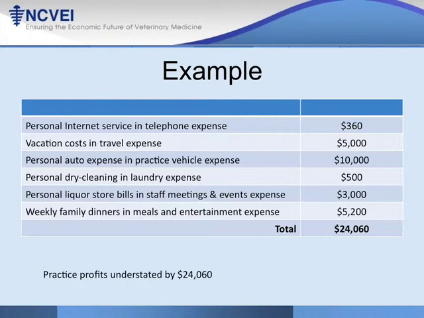because we deducted things that are not really necessary to the operation of the practice. Again, if we use a multiple of 4, that means the practice value would be understated by $96,000. So it's a very significant impact once you include the multiplying effect.